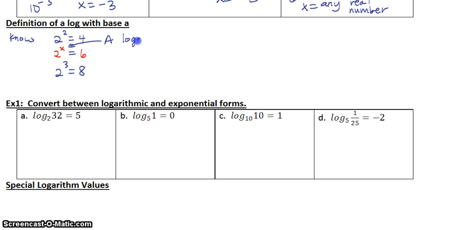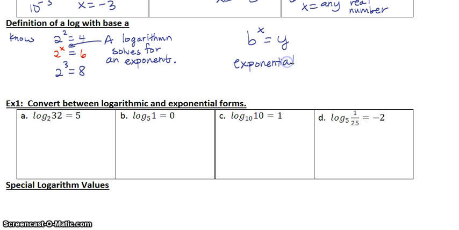But a logarithm solves for an exponent, and using a logarithm we can figure out what that is without too much trouble. Let me show you this. If I have something in what we are going to call exponential form, here's how it translates to a logarithm.